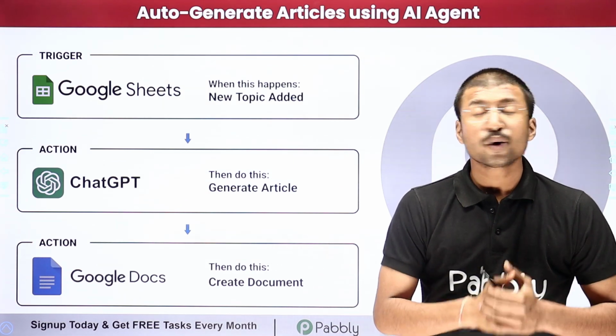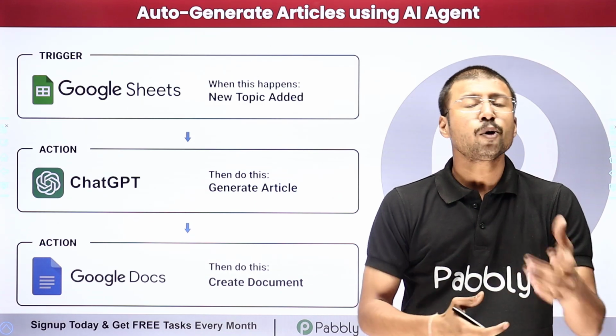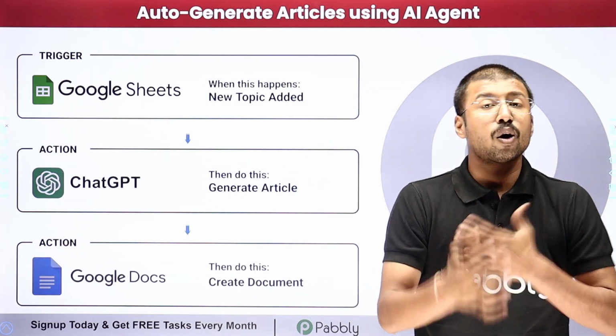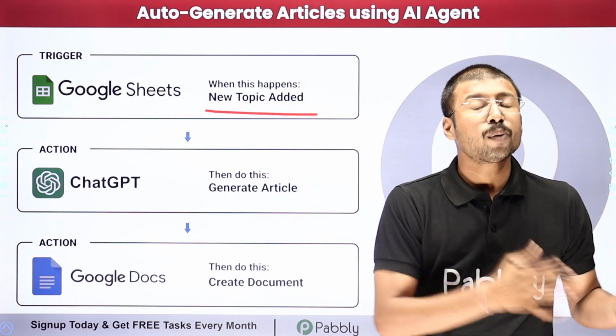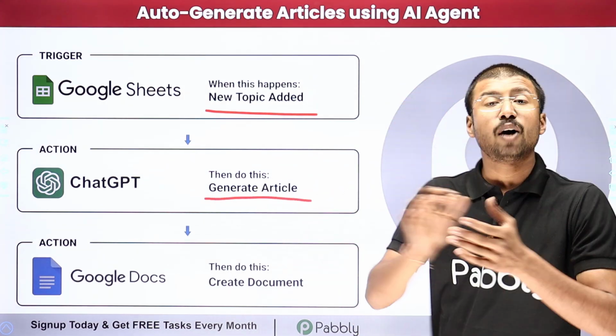So in this video, we are going to learn how to auto-generate articles using an AI agent. I'm going to show you how you can create an AI agent using Pabbly Connect, using which, automatically, when you add a new topic in your Google spreadsheet, you can send that same topic to ChatGPT and generate an article out of it.